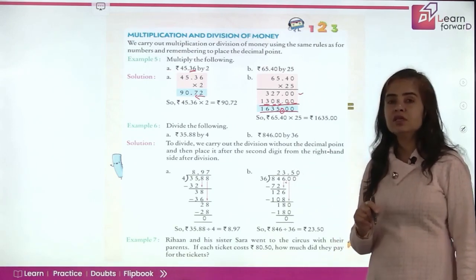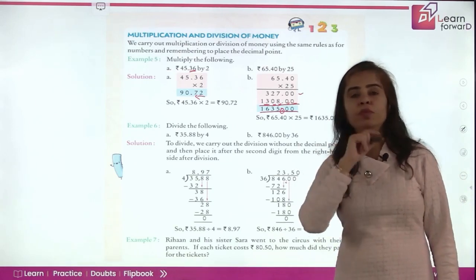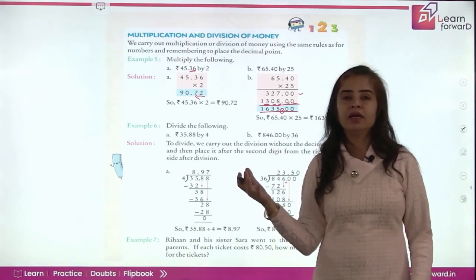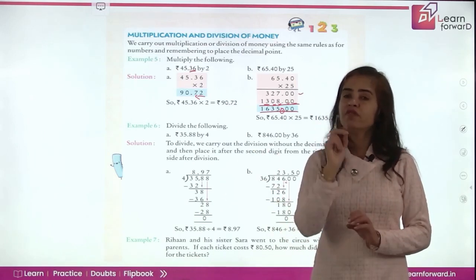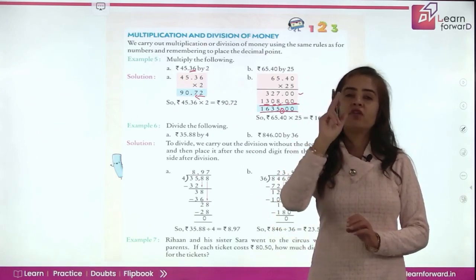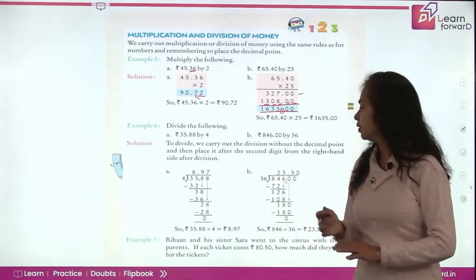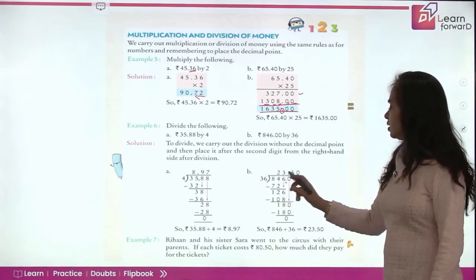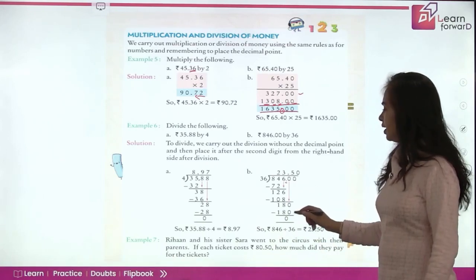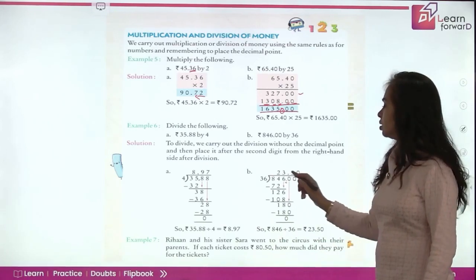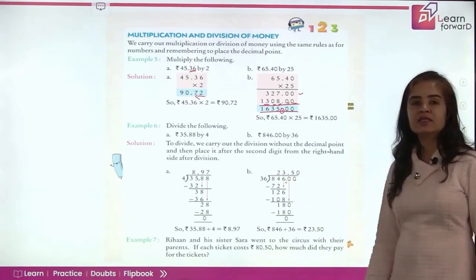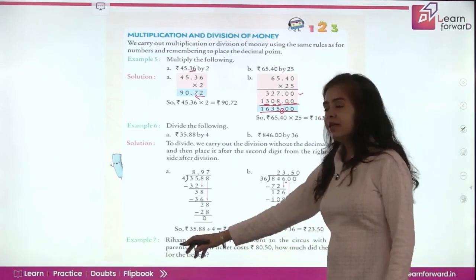Sometimes what happens, children, you bring down 0 first without putting the decimal, and then you get engaged in reading the table again and you forget putting the decimal. So always make sure before you bring down the next digit after the decimal, you put a decimal in the quotient. Now you can move ahead. 36 5s are 180 and it is done. Even if you bring down the next digit, you will put a 0 here. So 36 zeros are 0 and you get 23.50 as the answer.